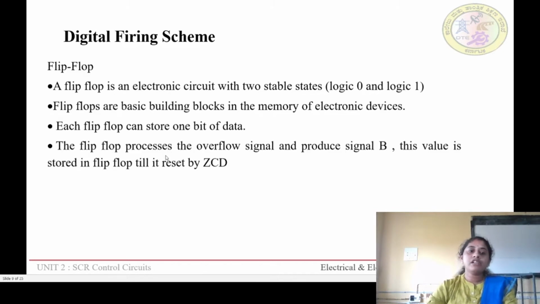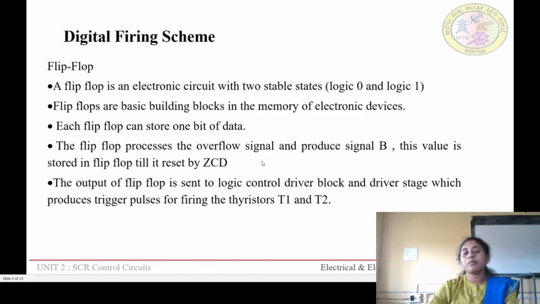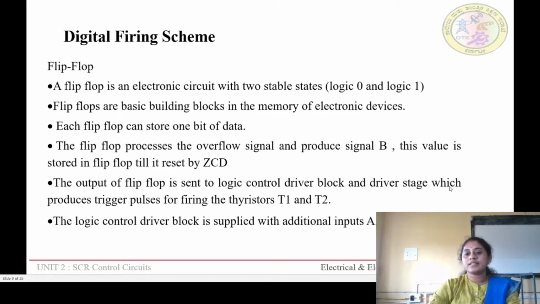Here in digital firing scheme, the flip-flop processes the overflow signal and it produces the signal B. This value will be stored in the flip-flop until the next ZCD pulse. Once ZCD pulse is received, the flip-flop is reset. Then the output of flip-flop is sent to the logic control unit and driver stage. This driver stage in turn produces the triggering pulses which are used to fire the thyristors.